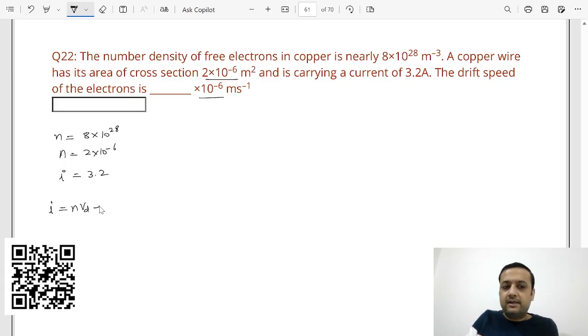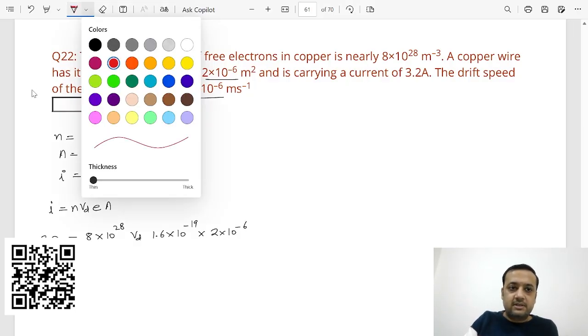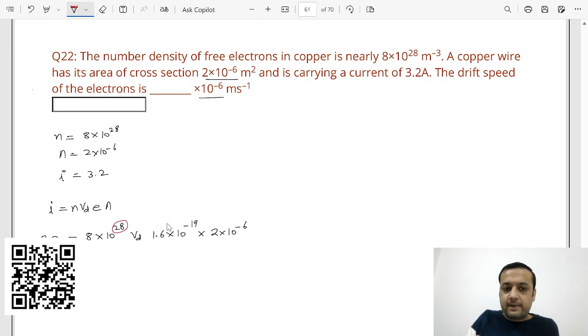I is equal to n v d into the charge on the electron into the cross section. So current is 3.2, the value of n is 8 into 10 to the power 28, drift speed we have to calculate, the magnitude of the charge on the electron is 1.6 into 10 to the power minus 19, and the cross section area is 2 into 10 to the power minus 6. Now just do the calculations. It's a very simple question. 28 minus 19 will become 9, and minus 6 will become 3, so you can cancel all these powers and simply write 10 to the power 3. Now vd will become, and 8 in fact you can also write as 0.4 upon 1.6 into 2 into 10 to the power 3.